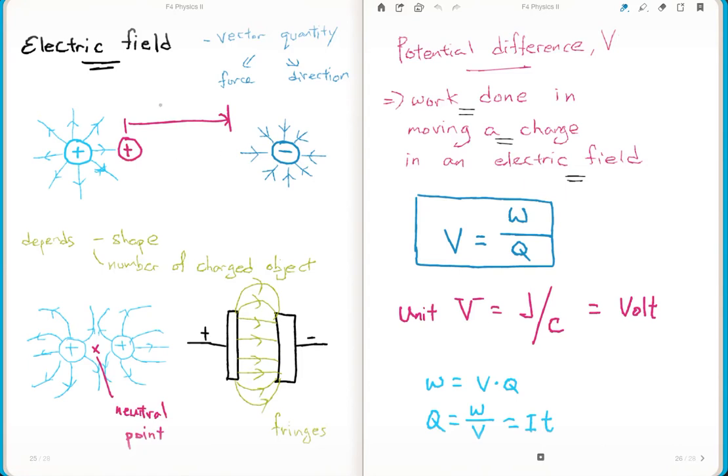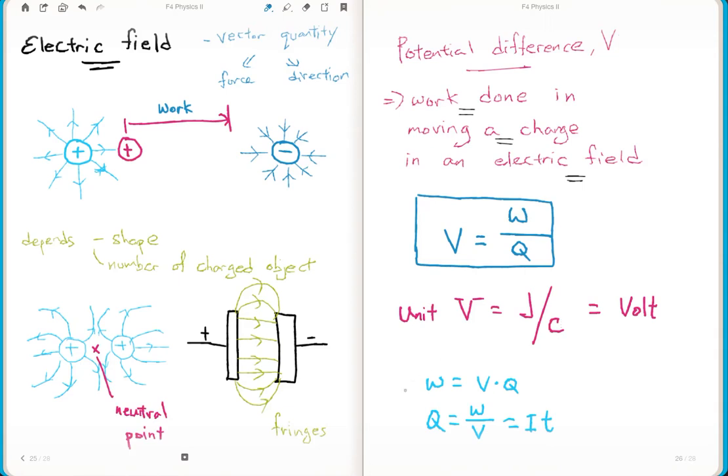What would be the work done? You need to do work in order to bring a charge from one side to another, and that's a measurement for potential difference, or V. Say if you have 9 volt, meaning you need 9 joule to bring one coulomb of charge from one point to another.